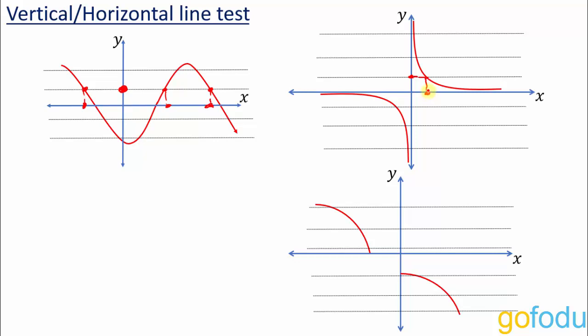So in order to check if a graph represents a 1 to 1 function, we should first check whether or not the graph represents a function in the first place. So for a given graph, we will do the vertical line test first and then the horizontal line test. First we will check if the graph represents a function or not, and then we will check if that function is 1 to 1 or injective or not.